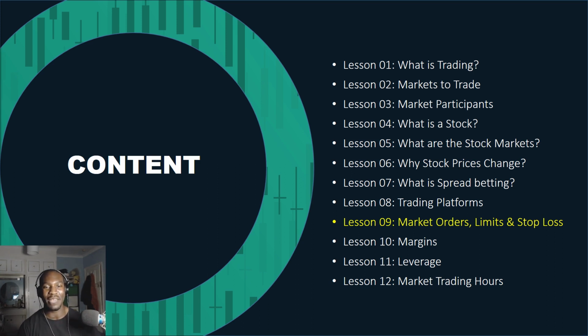Now, if you haven't seen lessons 1 to 8 before watching this, I advise you go and watch them in order from 1 to 8 and then watch this afterwards because it'll make more sense. And in this lesson, I'm going to be talking about market orders, limit orders, and stop losses. So these are all the different types of ways you can enter a trade. Let's get straight into it.